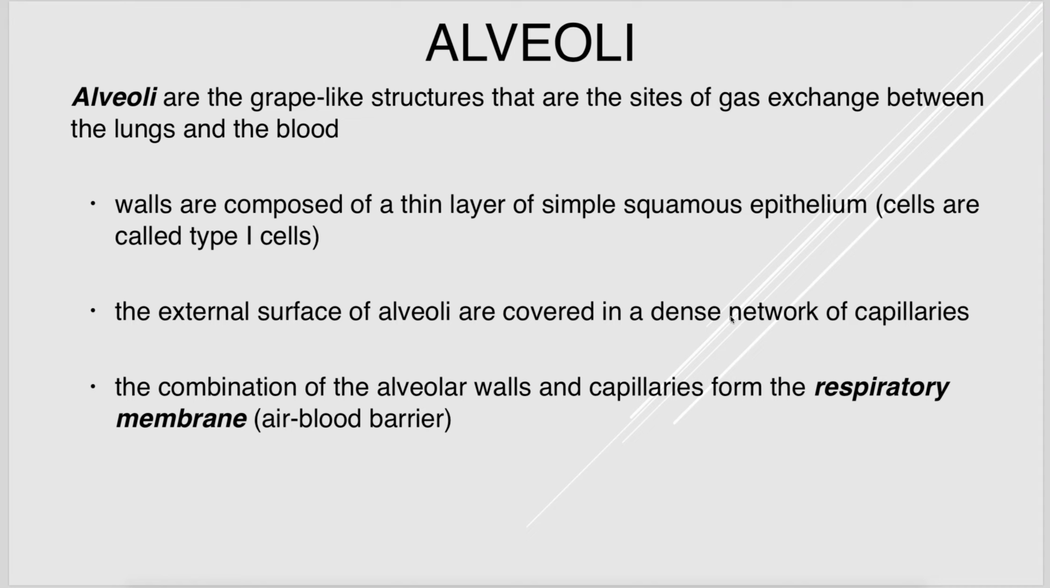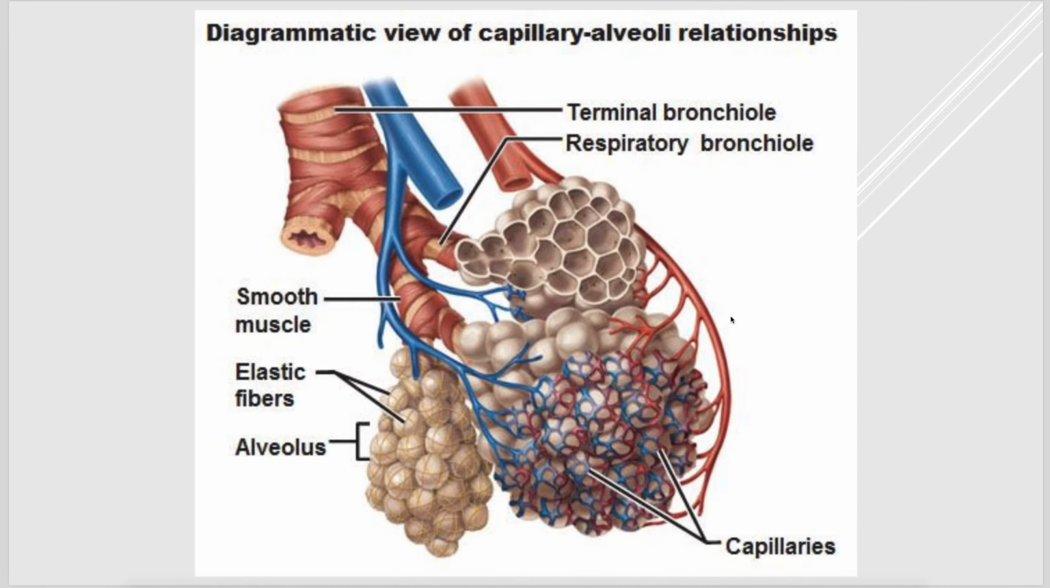Okay, so a little bit of the structure of alveoli. They are basically one cell layer thick, and most of those cells are called type 1 cells. Those are the cells that gas is going to pass through. On the outside of the alveoli, you have lots and lots of capillaries. Those are the blood vessels that are going to be involved with gas exchange. We talked about the respiratory membrane, which is the combination of the alveolar wall and the capillary wall. That's what gas, oxygen, and CO2 has to pass through. So here we can see how this is set up.